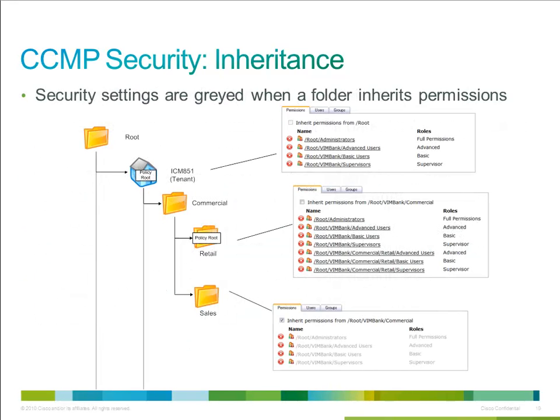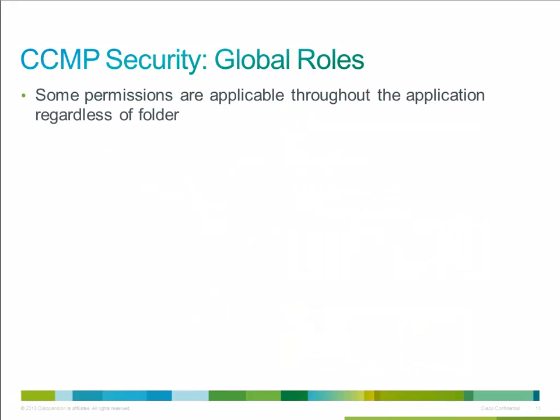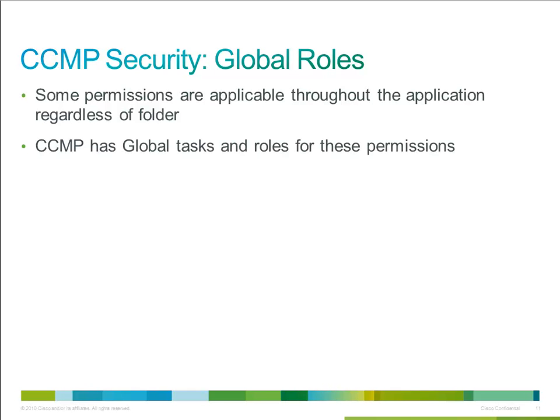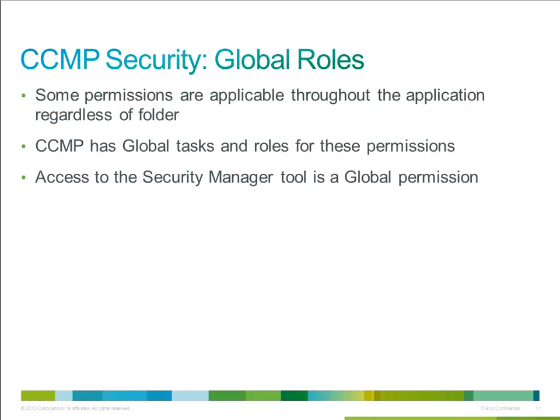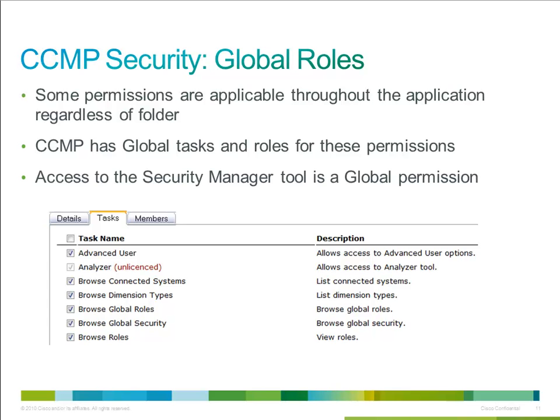In Security Manager, you can see when a folder is inheriting permissions as the security settings are grayed out and the Inherit Permissions checkbox is selected. We've already seen that security can be granted at a folder level, but some permissions don't apply just in a folder context. Instead, they apply across the whole application. These are called global tasks. An example of this is accessing the Security Manager tool itself.